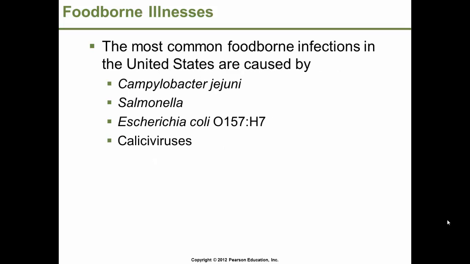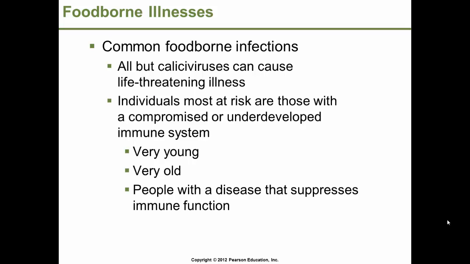The most common foodborne infections in the United States are caused by Campylobacter jejuni, Salmonella, E. coli, and caliciviruses. Common foodborne infections, all but caliciviruses, can cause life-threatening illnesses. Individuals most at risk would be individuals with a compromised or undeveloped immune system, such as the very old, the very young, or people with a disease that has already suppressed their immune system.